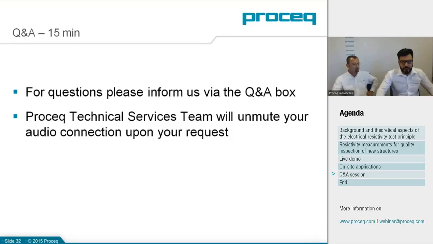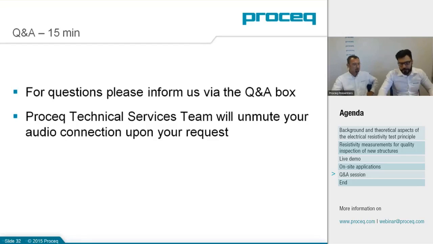Are there some weather considerations for corrections? Temperature. Basically temperature, which we covered. It is one of the main factors affecting the electrical resistivity.